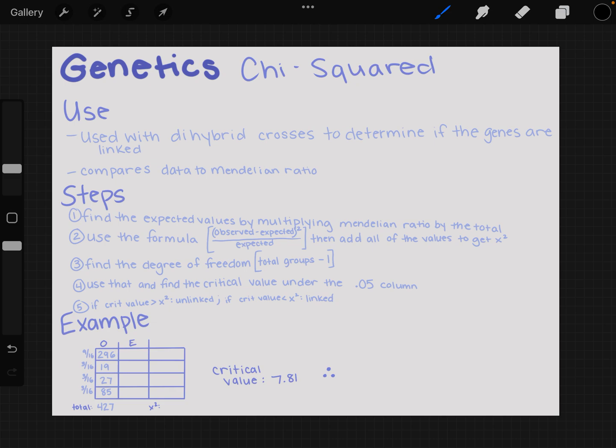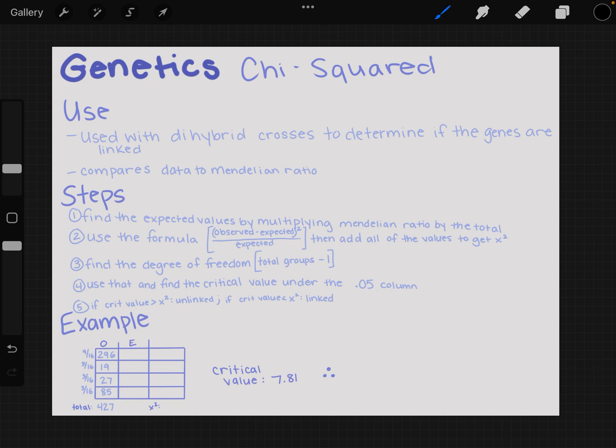All right, so what is the use of doing chi-squared when looking at genetics? We are going to be using it with dihybrid crosses to determine if the genes that we are looking at are linked or unlinked. So this is going to tell us if two genes are going to be on the same chromosome or not, linked or unlinked. This is going to be comparing the data that we collect to that of Mendel's ratio. Again, 9331, 9331, 9331, right?